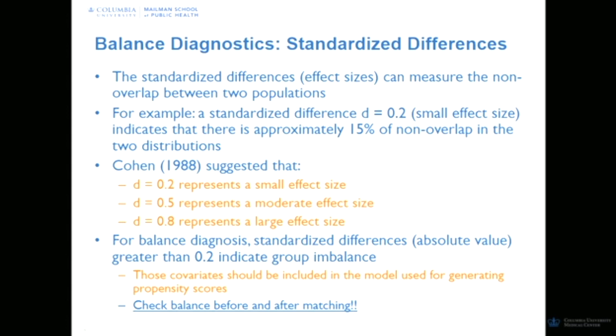Now, after we did the matching, what we would like to see, if the matching actually achieved the goal, is that all the standardized differences should be as small as possible. What's as small as possible? Below, smaller than 0.20, smaller than 0.10. These are two common rules of thumb that you can use.